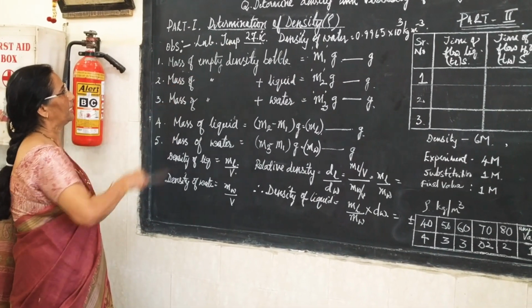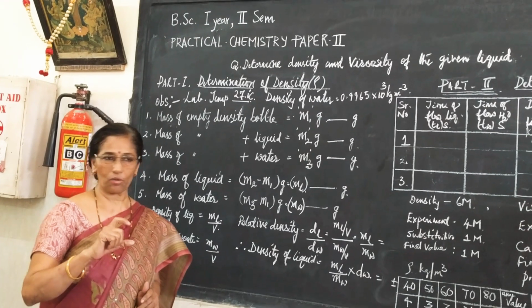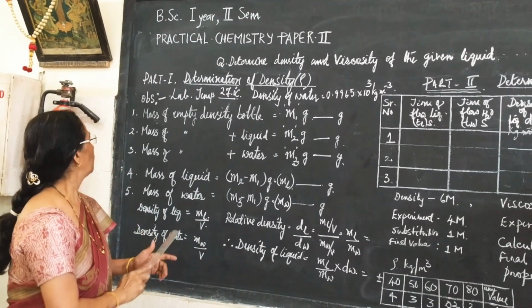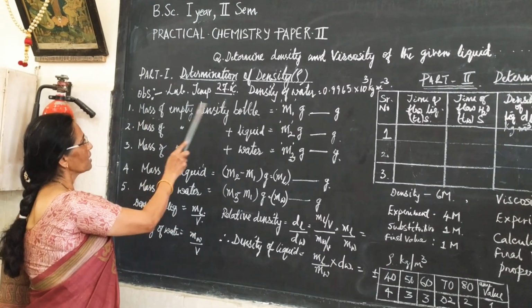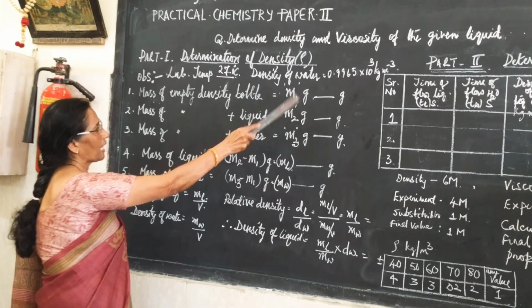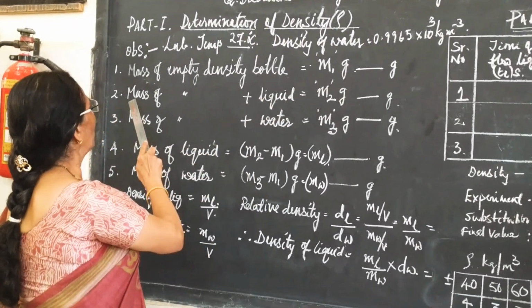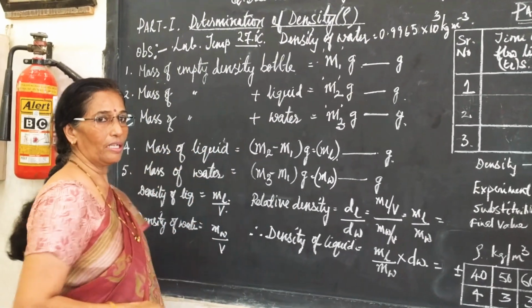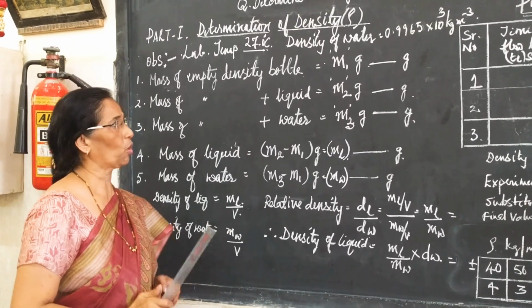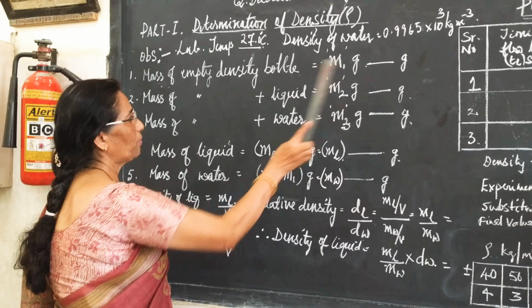How do we determine density? Later I will be showing you that we use a density bottle. First I will take the mass of the density bottle, which is m1 grams. Then I am going to fill the liquid in that bottle and determine the mass, which corresponds to m2 grams.